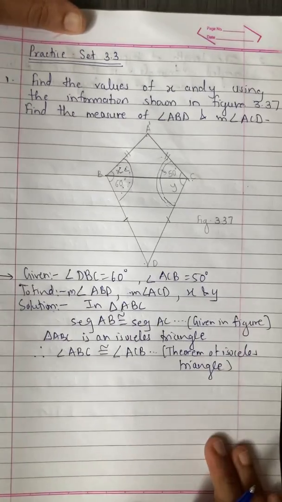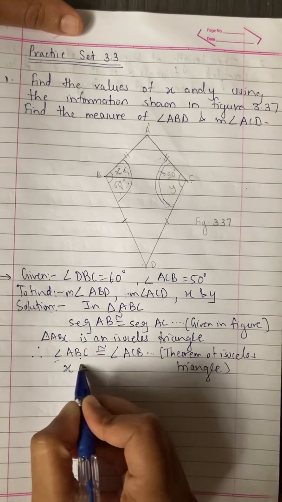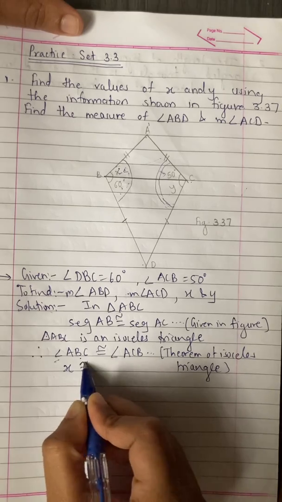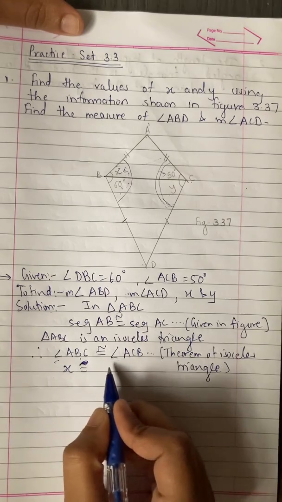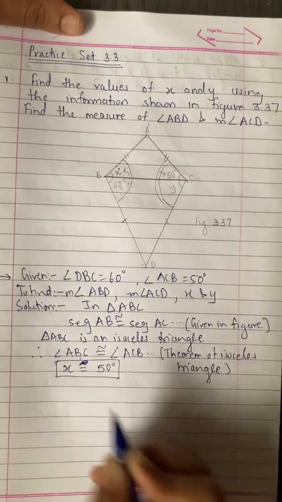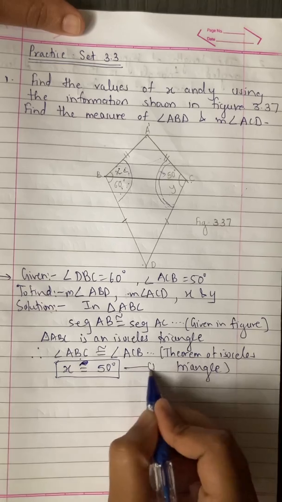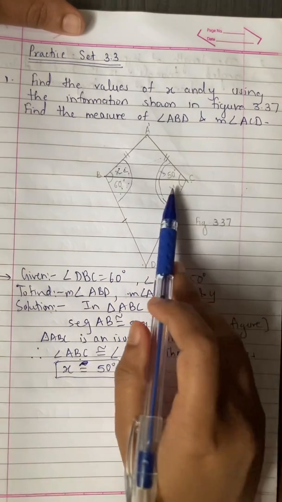Alright, so after writing down this, we already know what is ABC. It is x, which is congruent, or equal, to ACB. If you write down equal, it is well and good. So ACB is 50 degree. So we get answer of x equal to 50 degree. After getting that, you can give this as equation number 1. We can get now y.